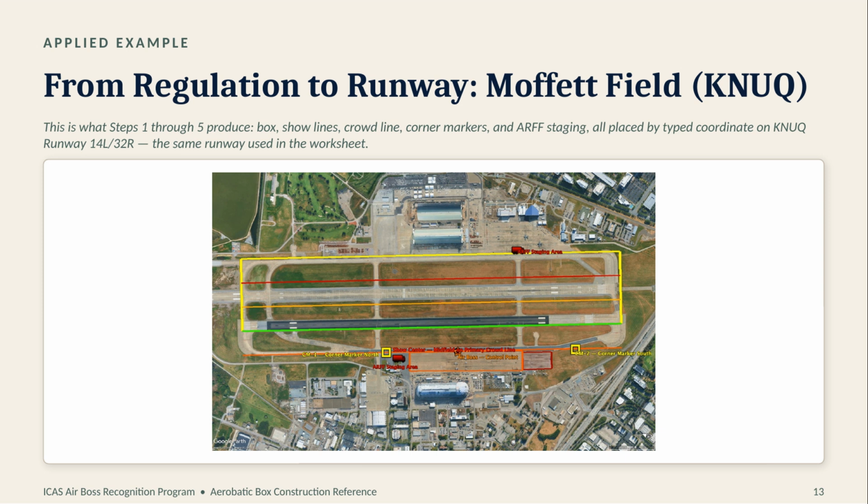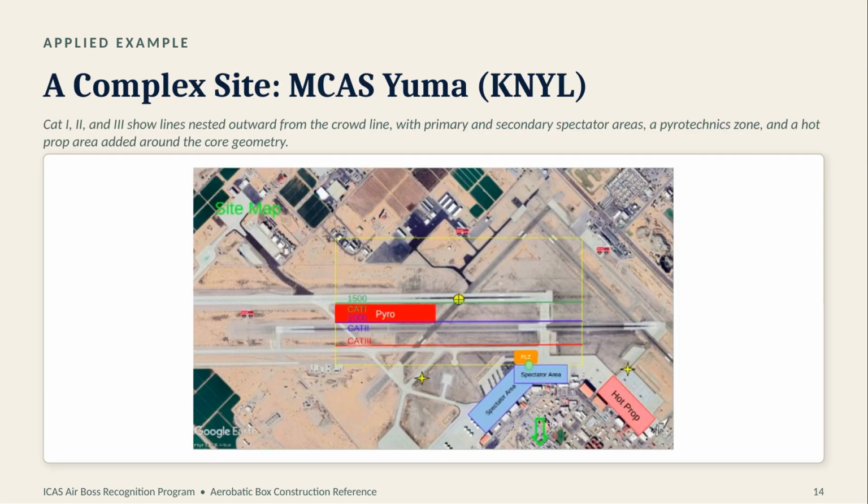Every element on this map traces back to a typed coordinate from a worksheet identical to the one you saw in step 2. Nothing here was dragged into place. Moffett Field showed the core geometry in its simplest form.